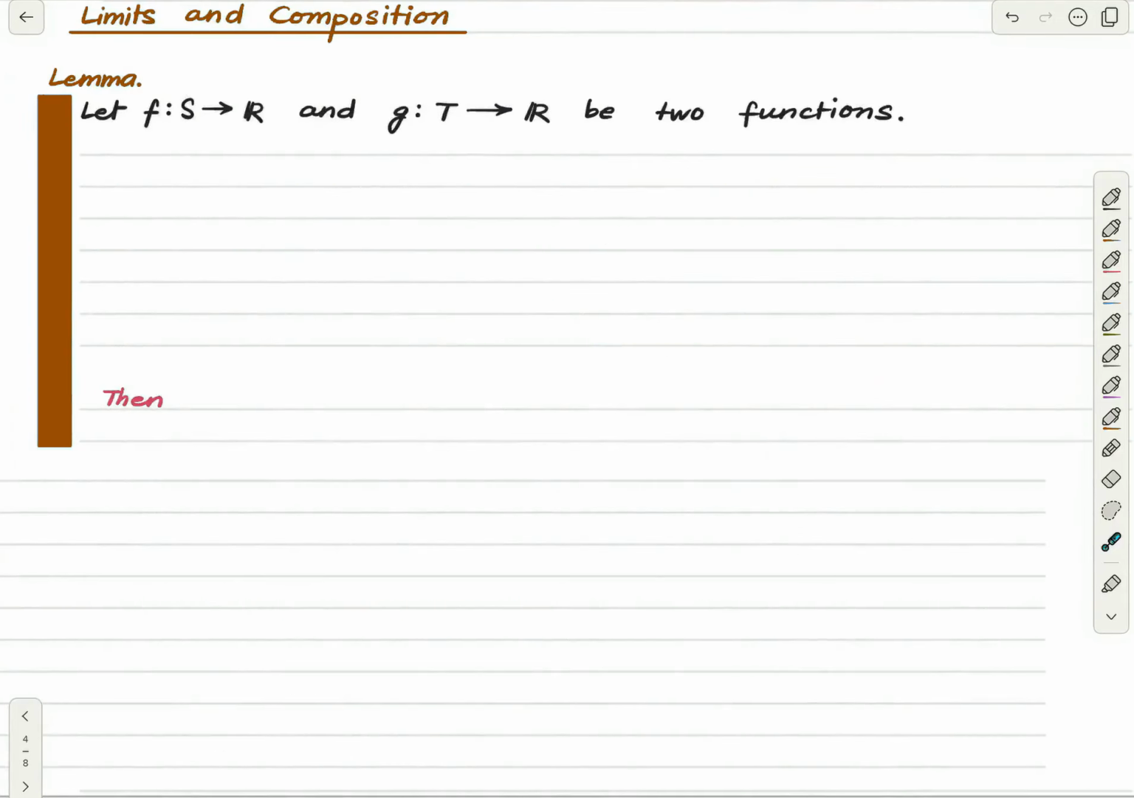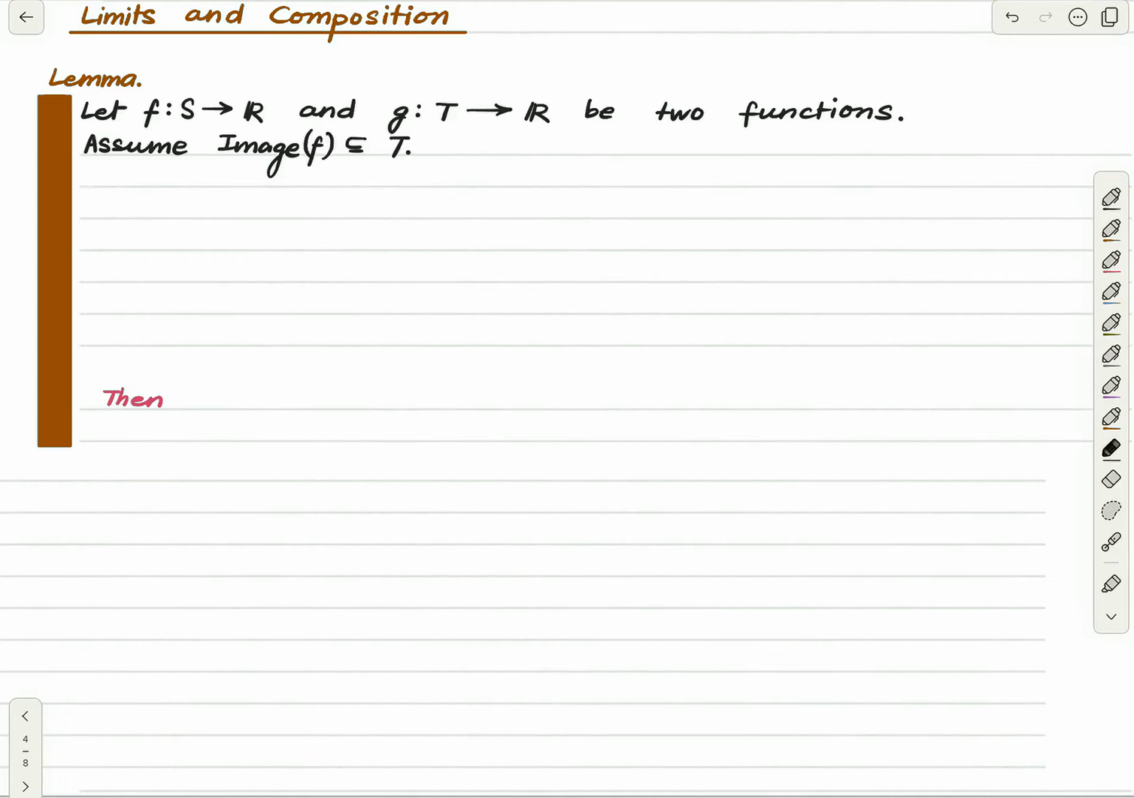So this time we have a function f from a set S of reals to reals, and a function g from a set T of reals to reals, and these will be composable functions. So let me write the hypothesis. Assume the image of f is contained in T.